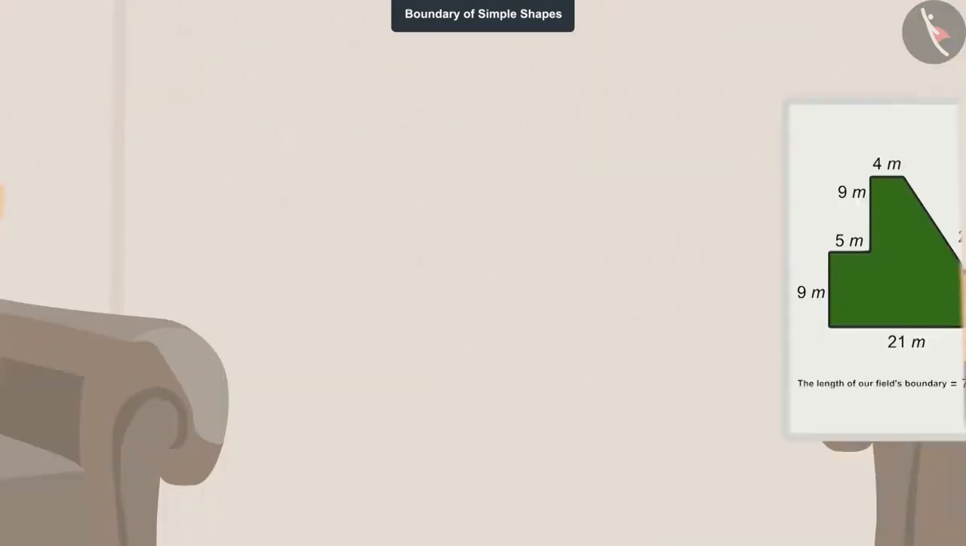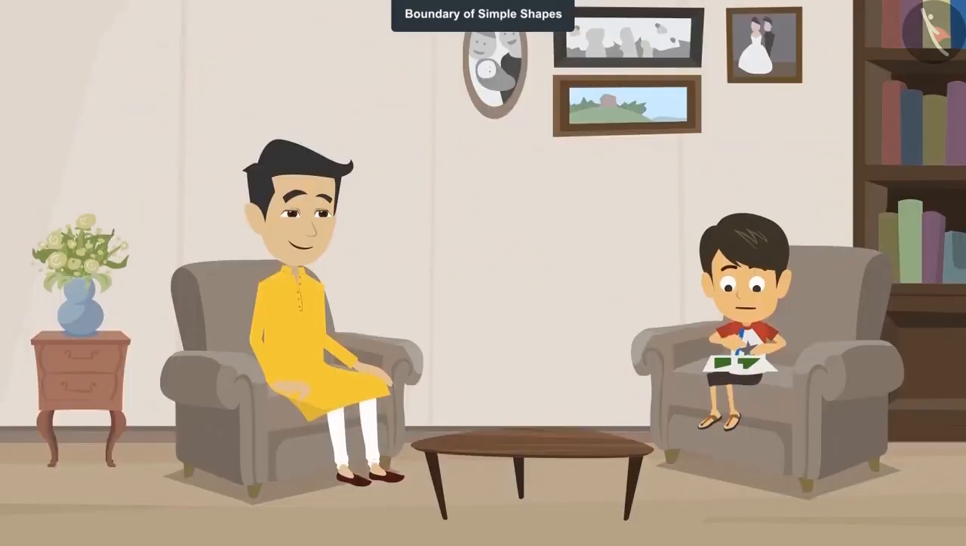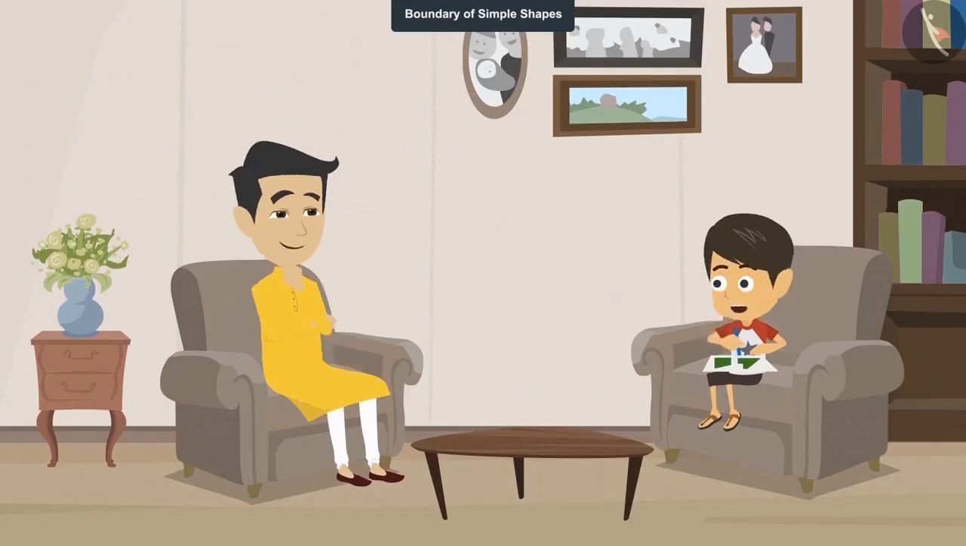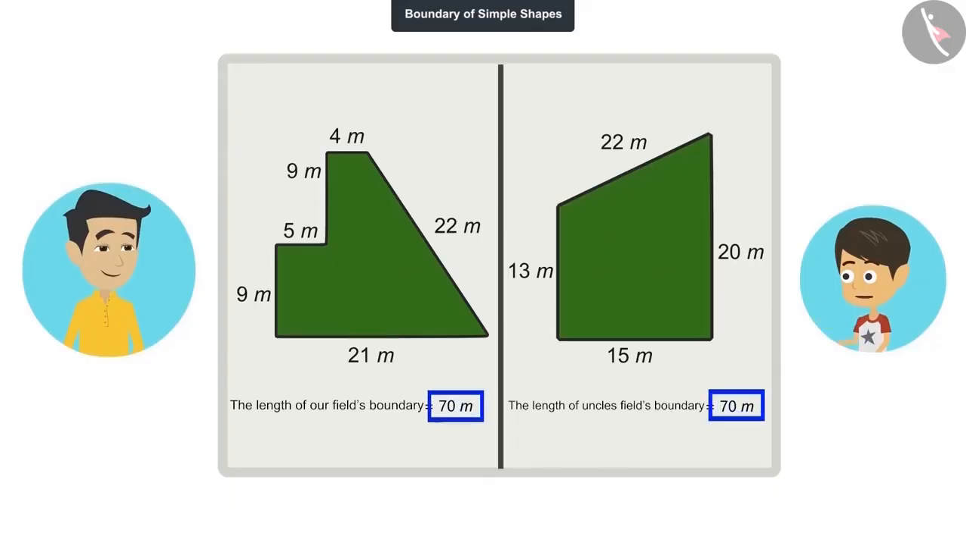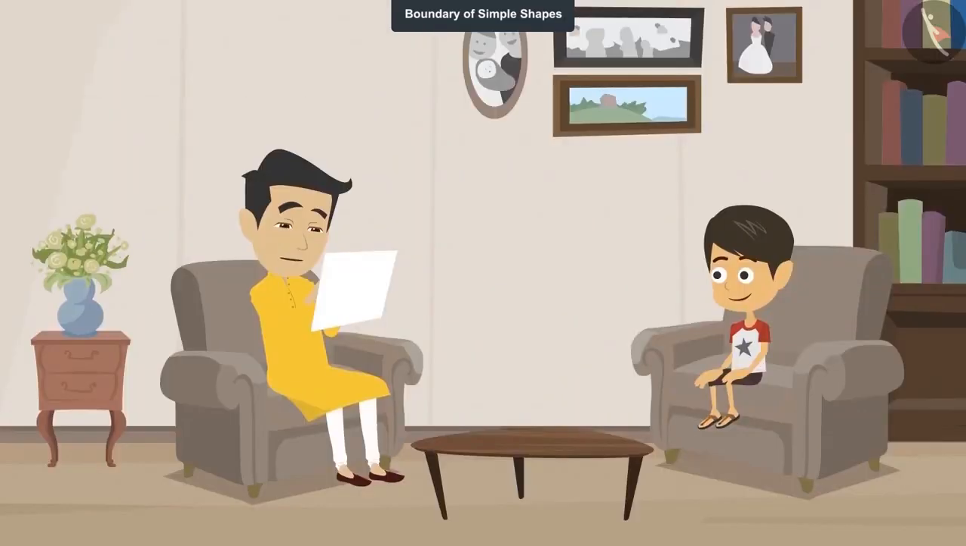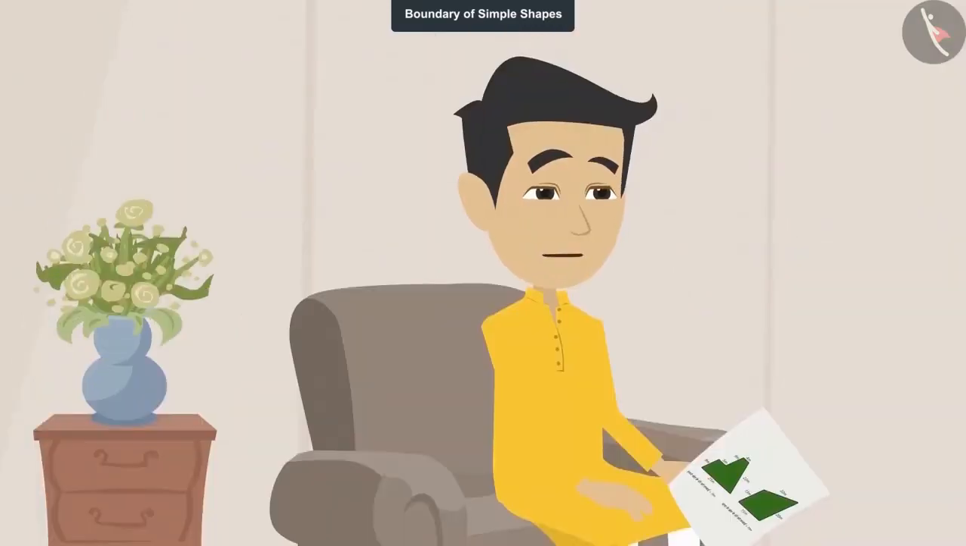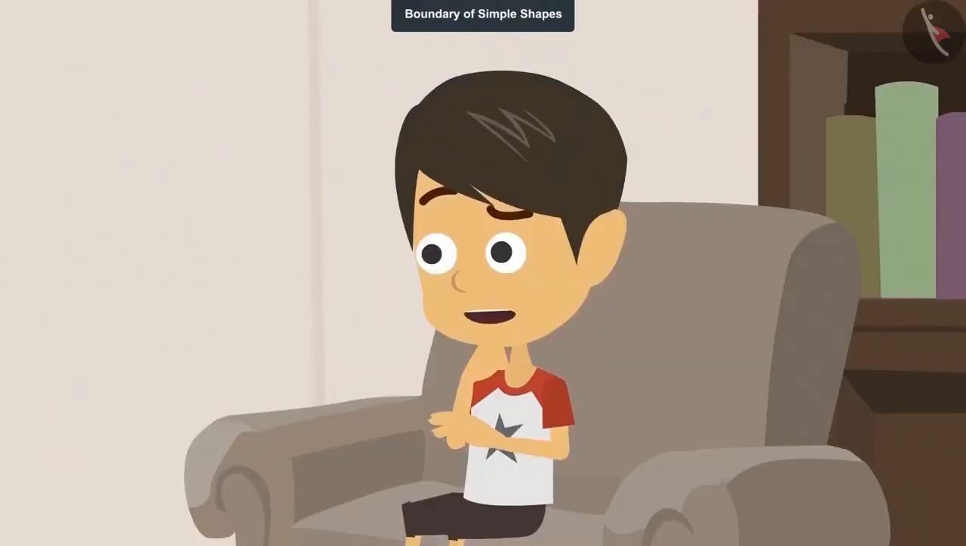Show me. Here it is. Just a minute. What happened? I may have made a mistake in adding. The measurement of the boundaries of uncle's and our farm seems to be the same. Give it to me, I'll check. No, Rayansh, there is no mistake. Your calculation is correct. So does that mean that the length of the boundaries of both the fields is the same? Yes. But how is this possible?